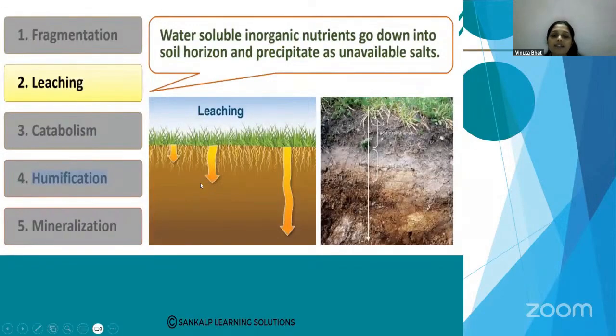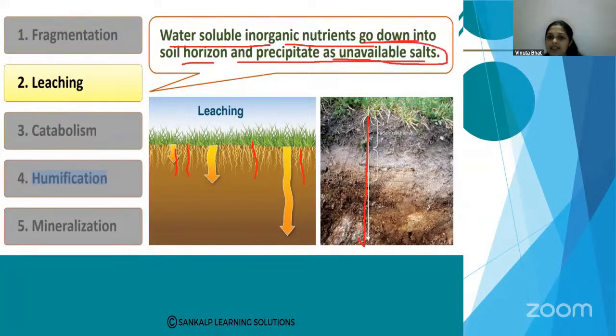Then the second step is leaching. What is leaching? Water soluble inorganic nutrients go down into the soil horizon and precipitate as unavailable salts. Some inorganic nutrients are present in their body, so they move down into the earth and precipitate as unavailable salts. That is, they are not available.